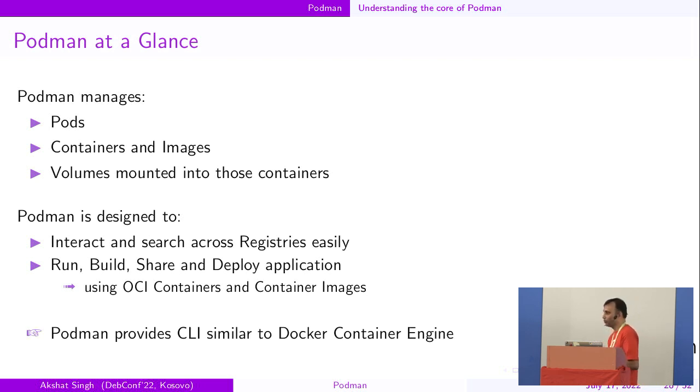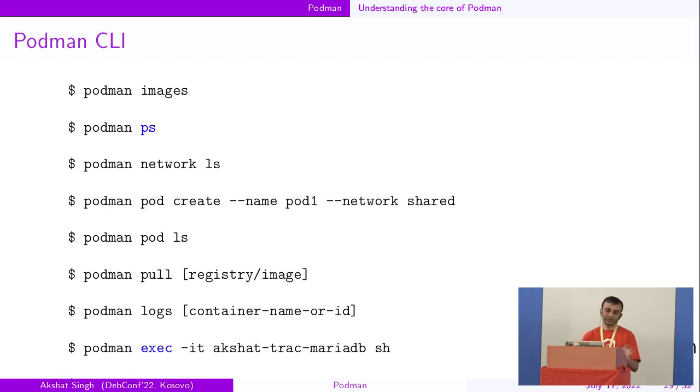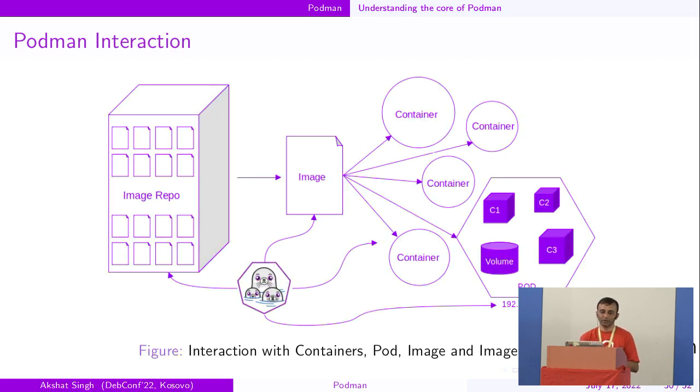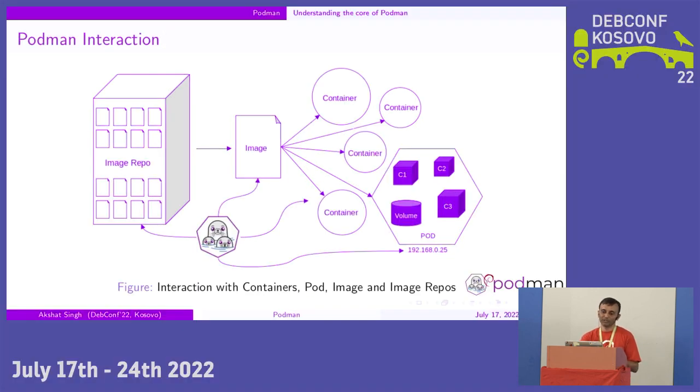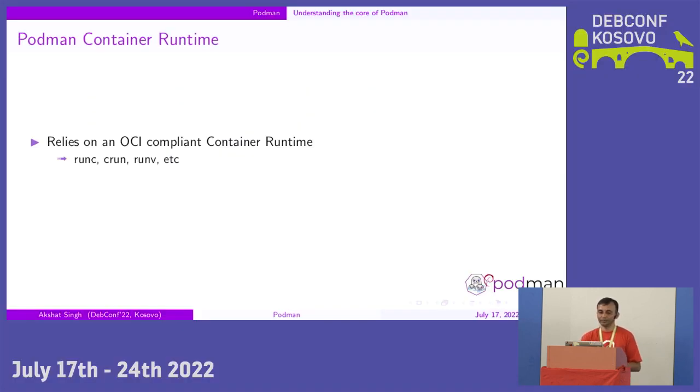So for learning Podman, we don't have to learn a brand new CLI. If we know Docker, if we have worked previously with Docker, we are fine to go. If we set an alias like docker equals podman, there is a 99% chance it will work. The CLI is completely identical to Docker, which we are very familiar with. So Podman can interact with image repositories, images, containers, and pods.